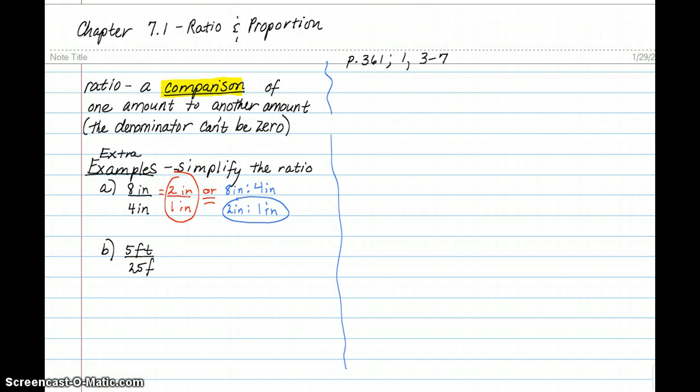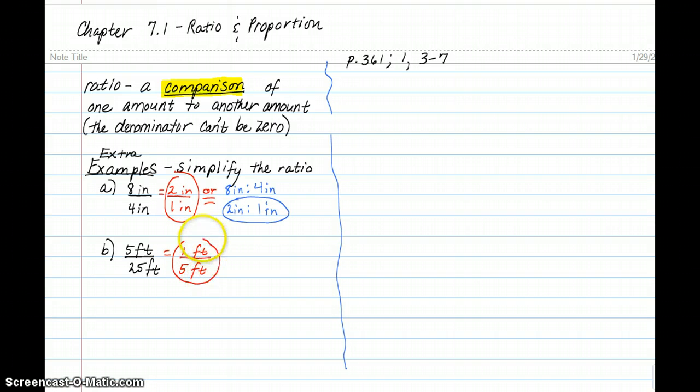Okay, let's go to letter B. 5 feet over 25 feet. And you would have a common factor. The greatest common factor for both 5 and 25 is 5. So 5 divided by 5 is 1 foot. 25 divided by 5 is 5 feet.